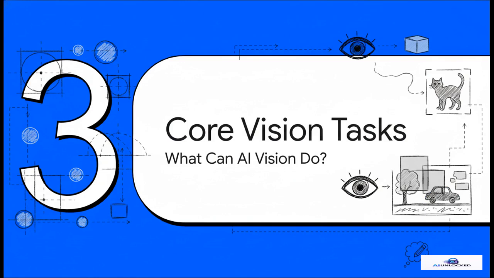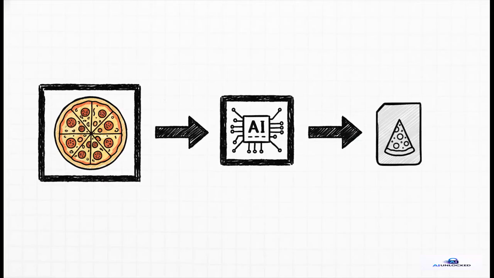Because it's not just about saying what's in a picture, it's about different levels of understanding. So, starting simple, we have image classification. You give the AI a picture, it gives you back one single label: dog, car, pizza. This is the kind of tech that powers your search in Google Photos.